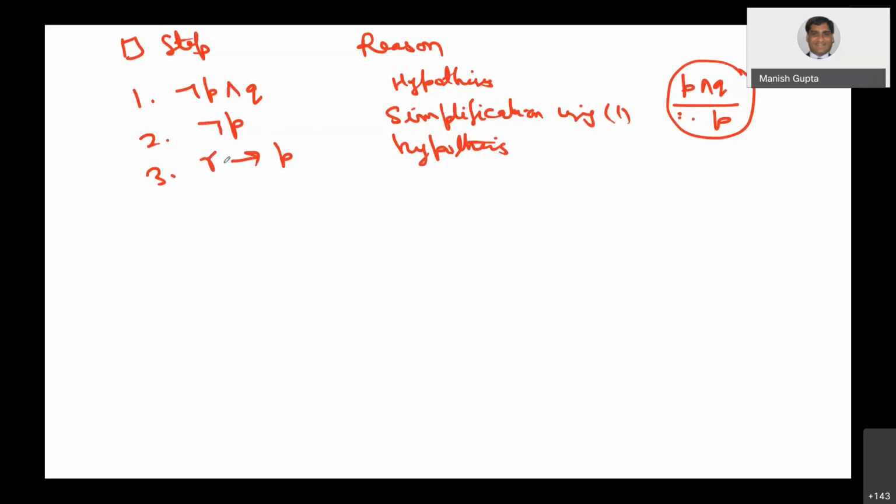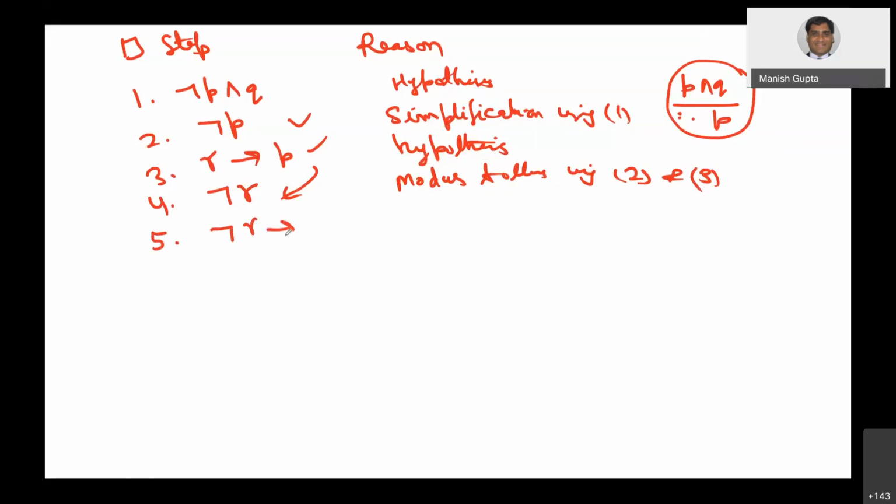Okay. Then what we do? We get basically negation of R. Now this time negation of R using modus tollens using second and 3. We use second and 3. This and this will give us this. Okay. Using this rule. Okay. Next, fifth is negation of R implies S. This is again the next hypothesis.